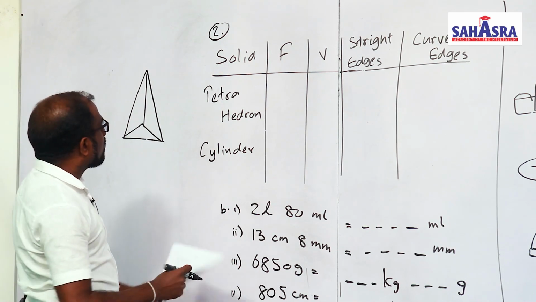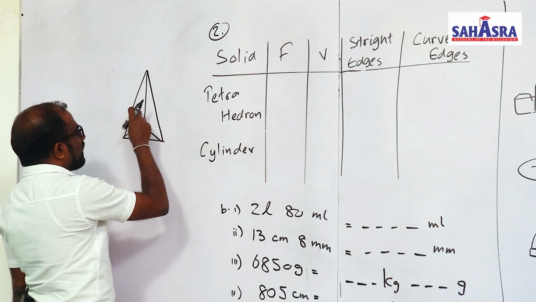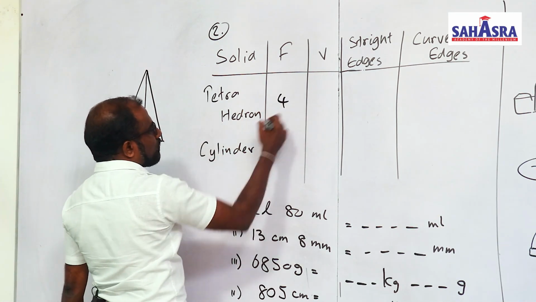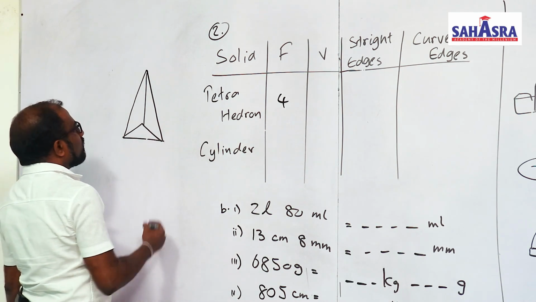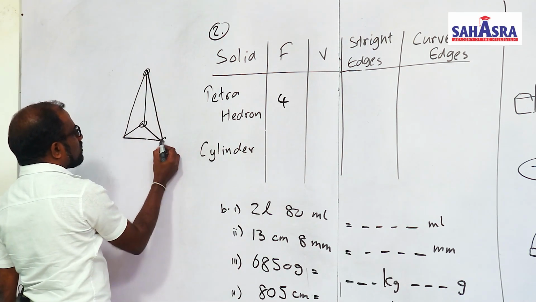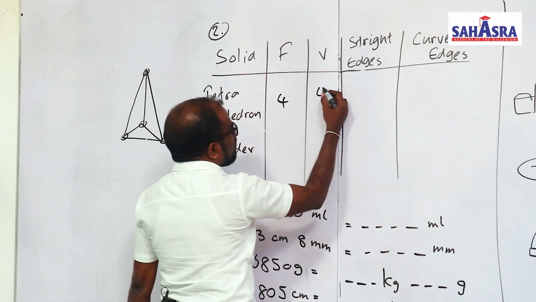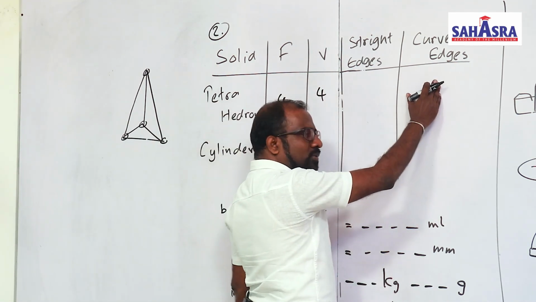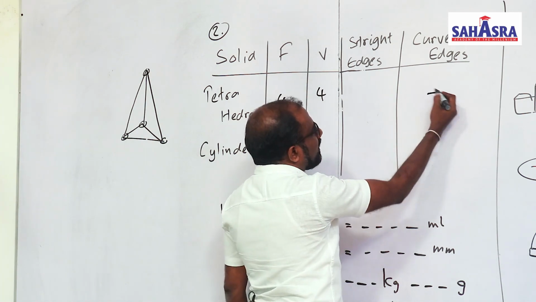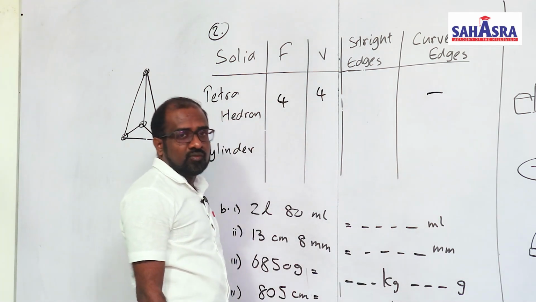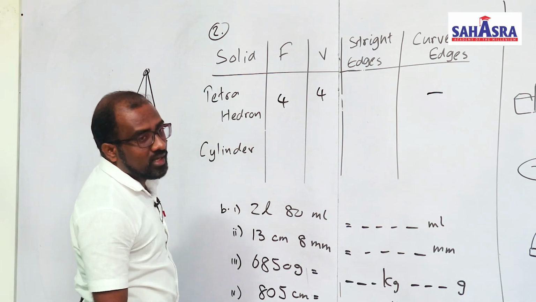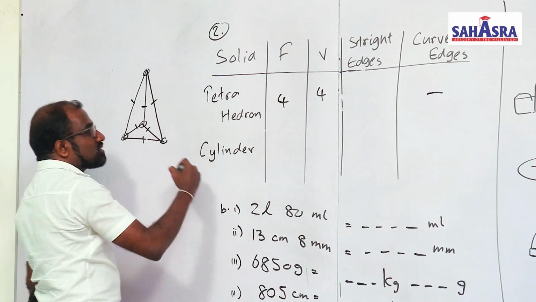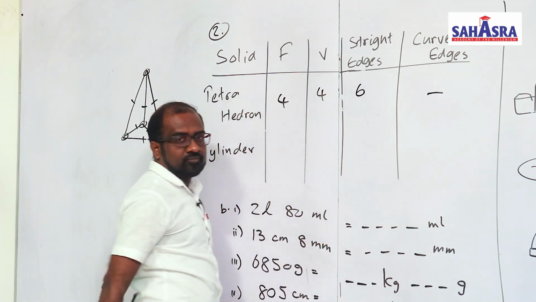Right? So, how many faces are here? Tetrahedron. 1, 2, 3. Then from the front also you have one side. So, 4 faces. Vertices. 1, 2, 3, 4 vertices. Then edges, straight edges and curved edges. So we know tetrahedron hasn't got curved edges. Only straight edges are there. How many straight edges? 1, 2, 3, 4, 5, 6. 6 straight edges are there.